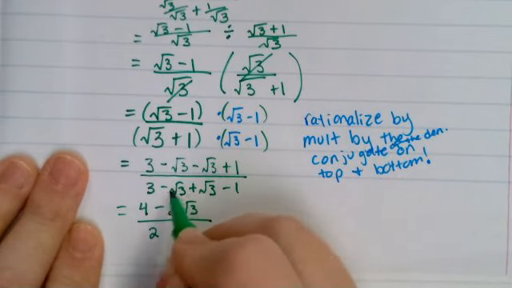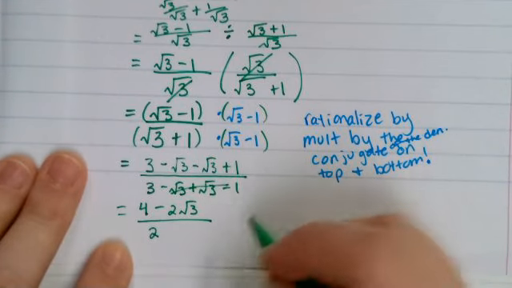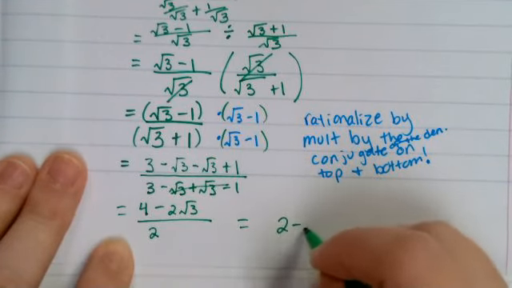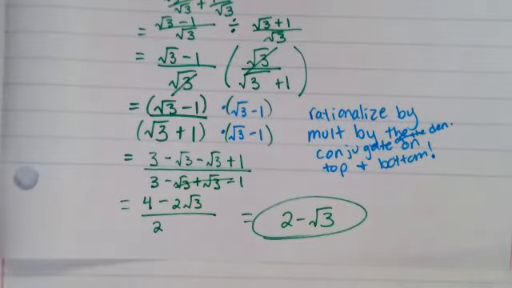Negative square root 3 plus square root 3, gone. Last thing you can do is divide this 2 into both of those terms. So really this is 2 minus the square root of 3 when it's all cleaned up. Gross, right? Okay, so that is us practicing our sum or difference identities.